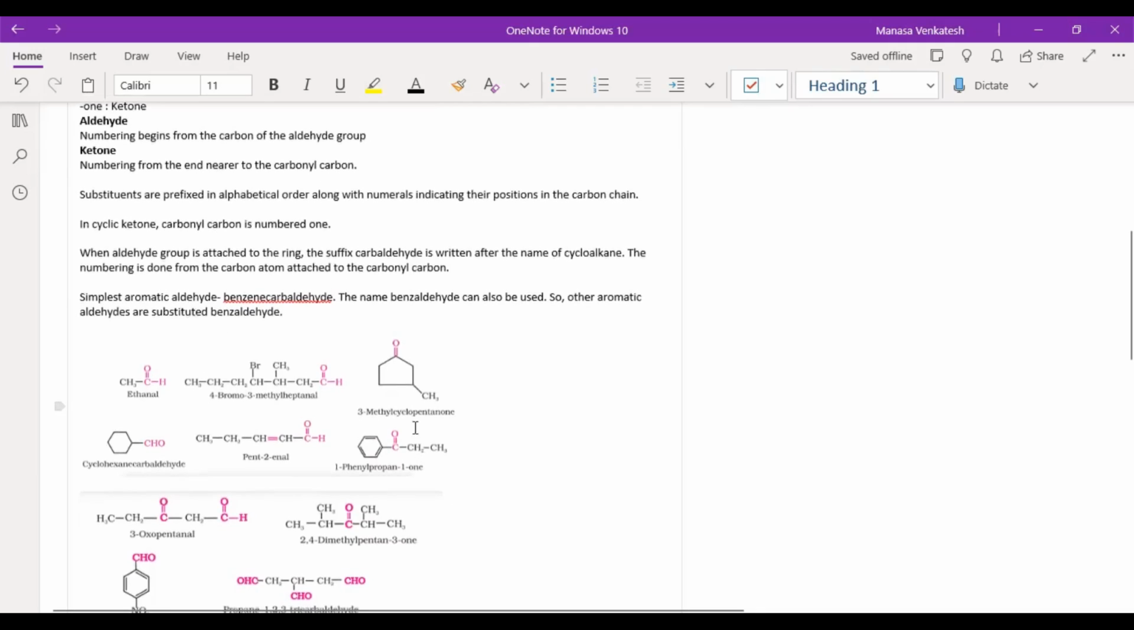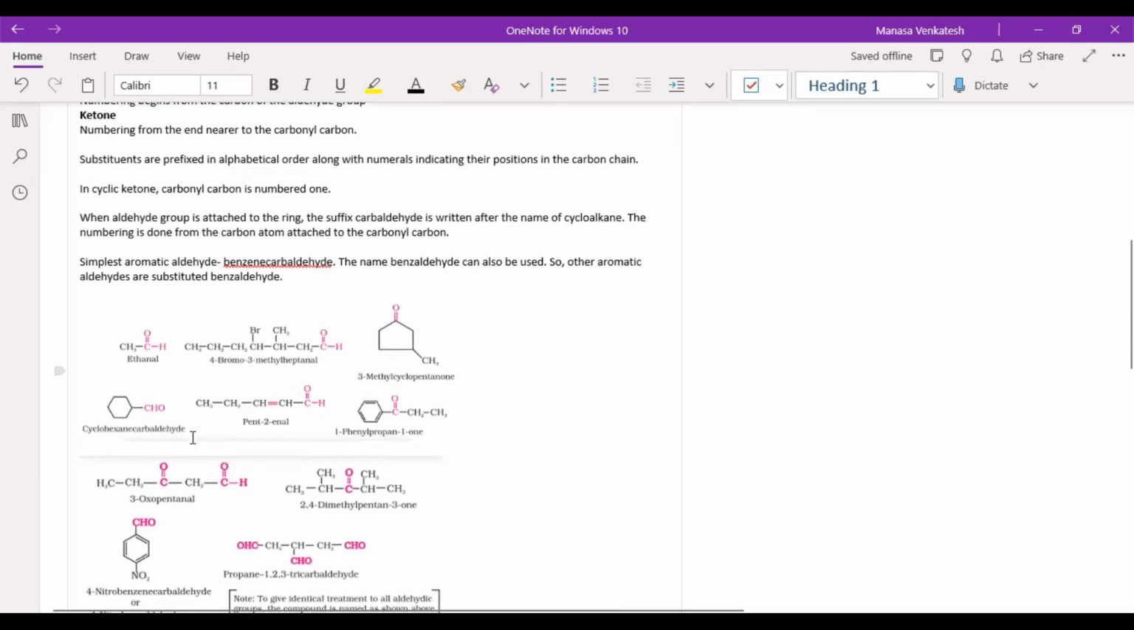And in the case of cyclic ketones, for example this one, the carbonyl carbon is numbered as 1. And when you have an aldehyde group attached to a ring, you name it as carbaldehyde. This shows that this particular cycle has an aldehyde group attached to it. So the cycloalkane is named first, and after that, you follow it with carbaldehyde.